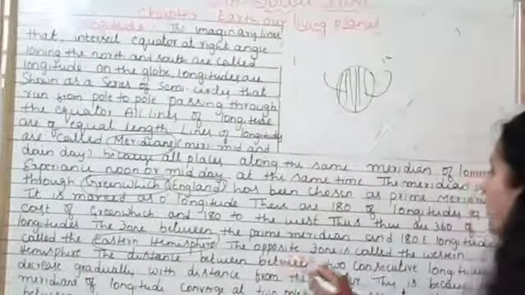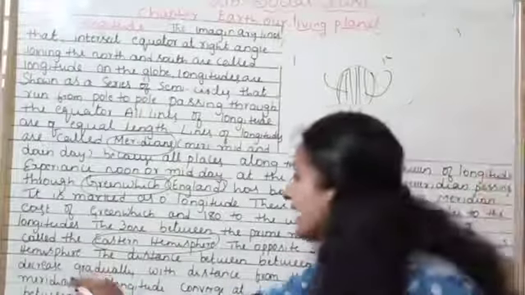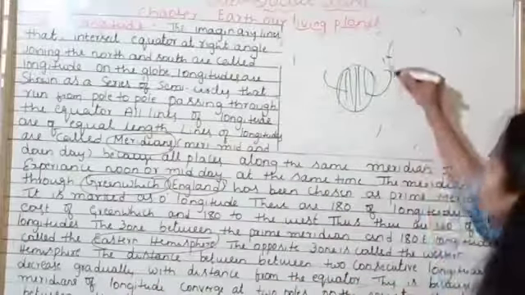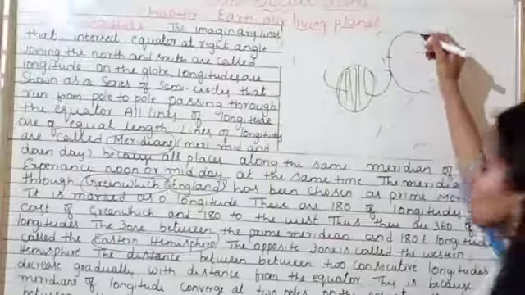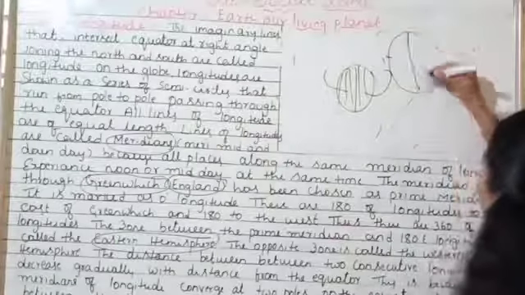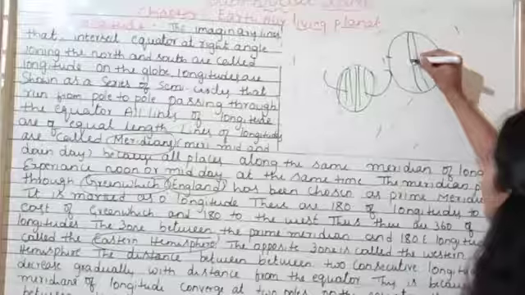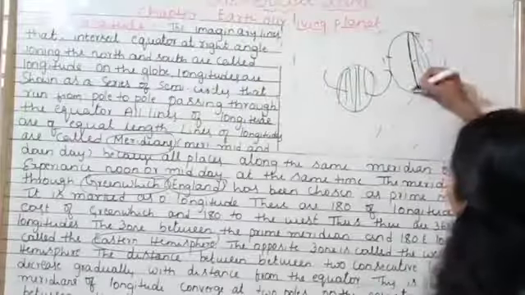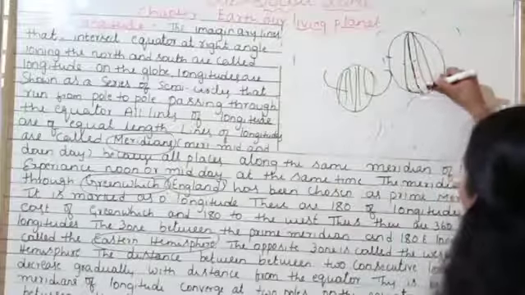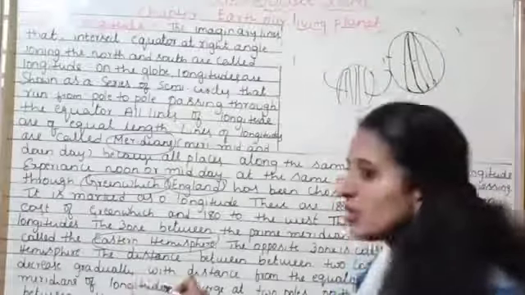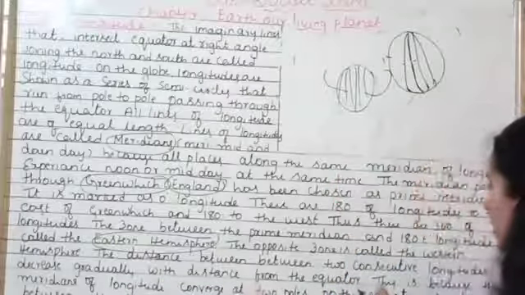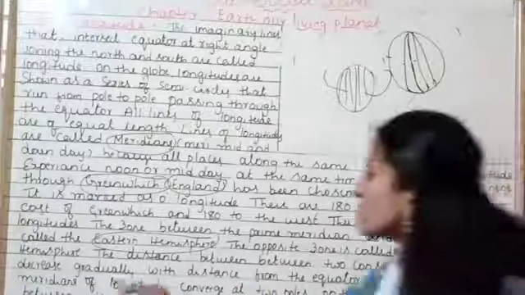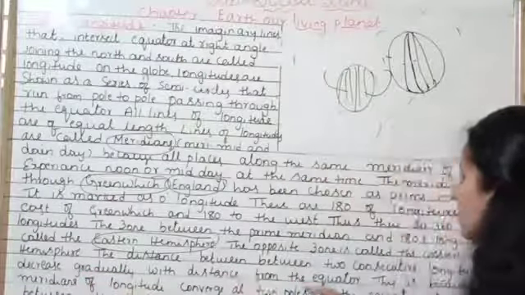The distance between two consecutive longitudes decreases gradually with the distance from the equator. If you observe this equator, children, you can see the gap is here, but when it goes to the poles, the lines are going to be joined like this. So the distance between two consecutive longitudes decreases gradually with the distance from the equator.